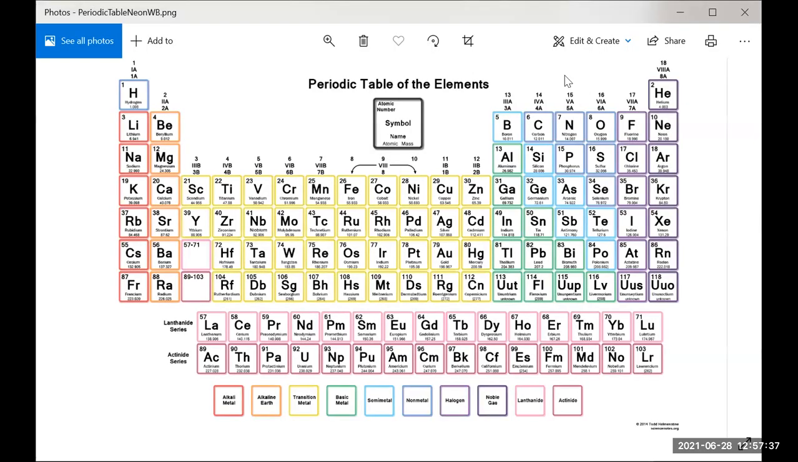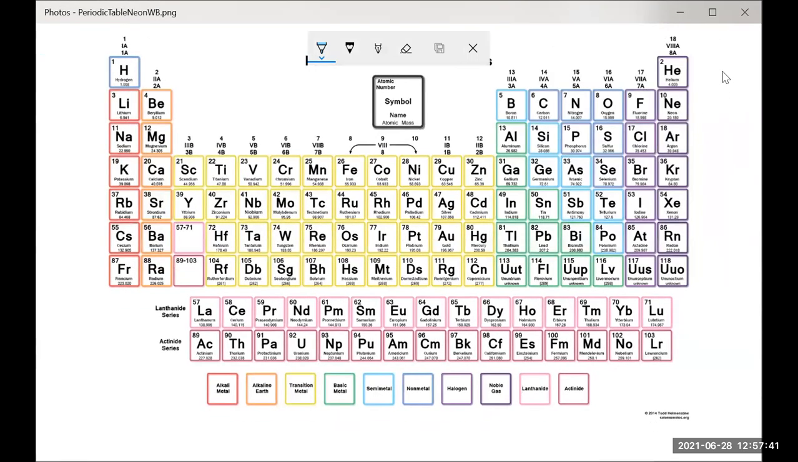That's not what I wanted to do. I wanted to draw on this. Okay, there we go. So let's take a look at the box. Each element has its own box. And in the box, you're always going to see your symbol. You'll always see the symbol in your box.